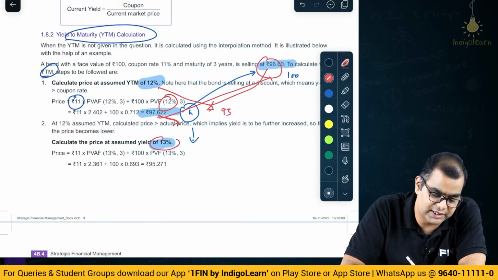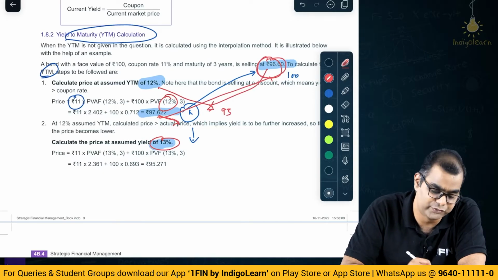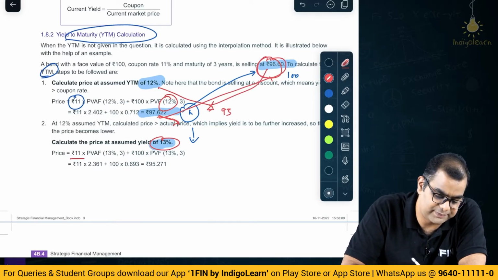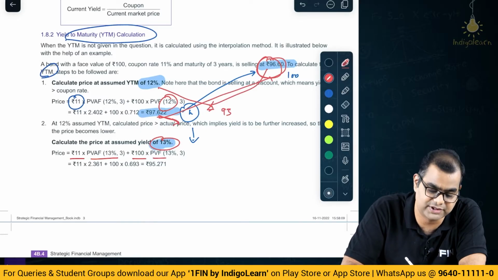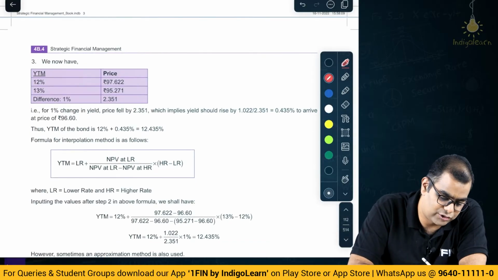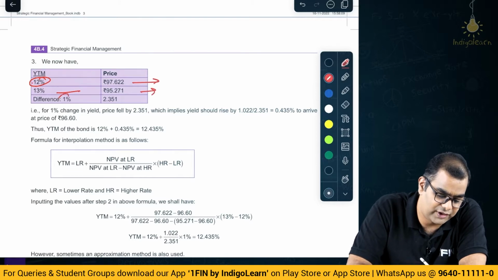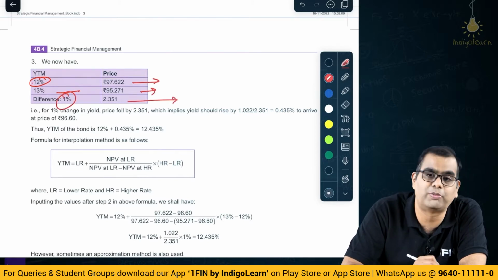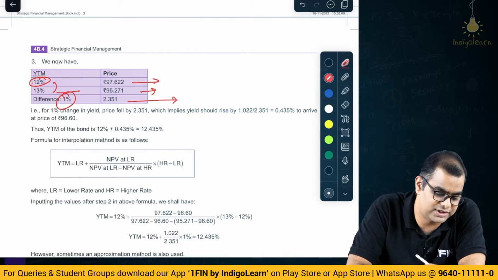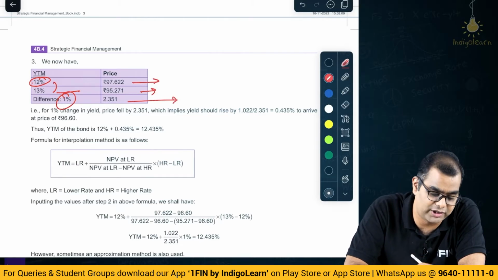Okay, so you choose a 13% yield so that the rate comes down further and approaches close to 96. So let us see: 11 rupees present value annuity factor at 13% for 3 years, 100 rupees present value factor at 13% for the third year, you will get 95.27. So you see, at 12% it is 97, at 13% it is 95. So for a 1% change it is 2.351. So for 1% change in yield, the change in the value of the bond is 2.351.